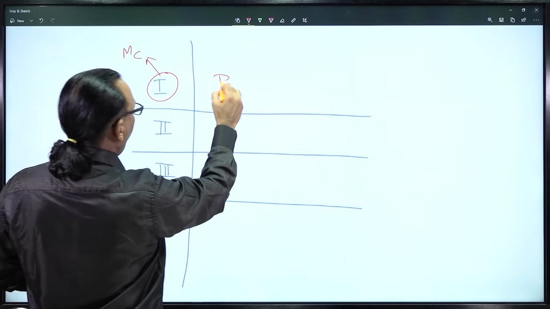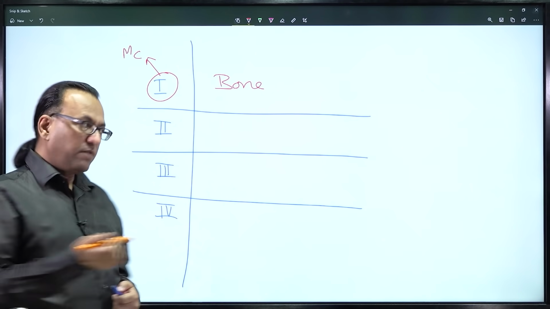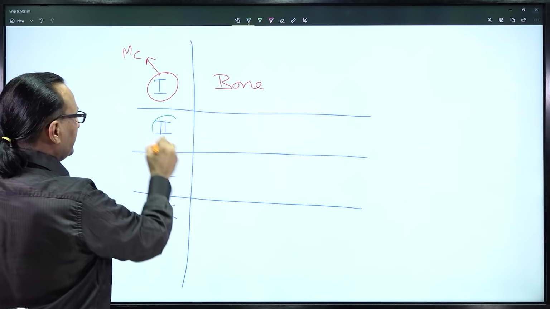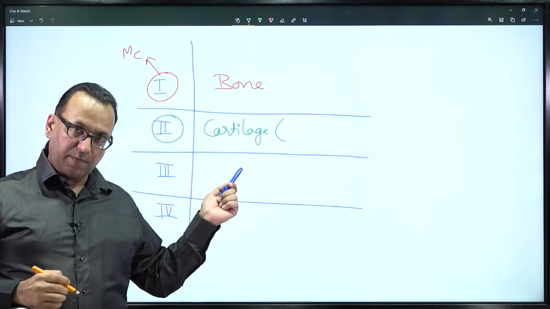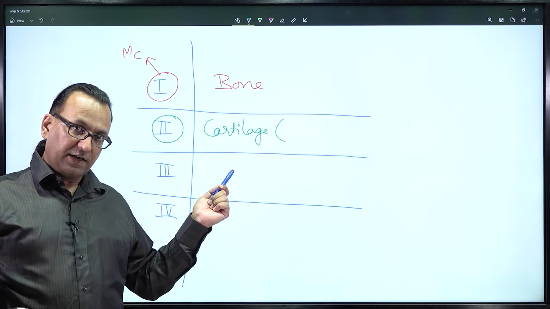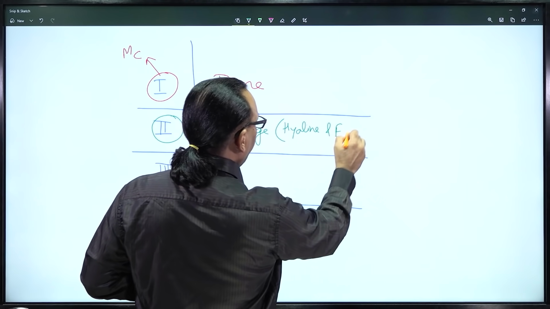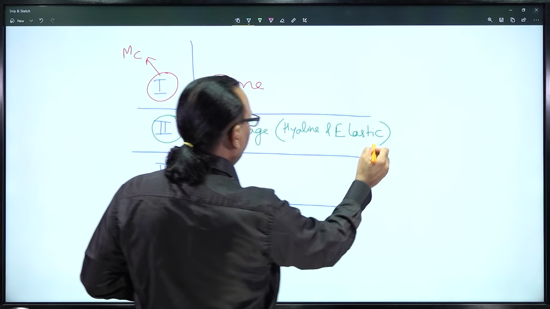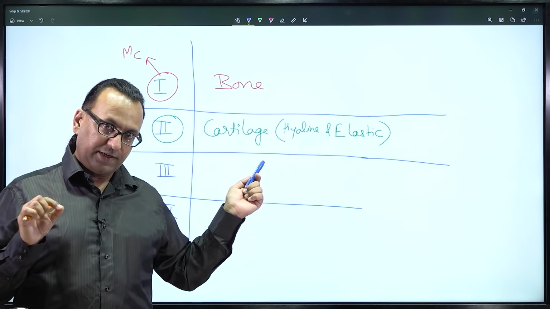So we understand that type 1 is the most common type of collagen in our body, and one good example is the bone tissue. So bone will have type 1 collagen. What about cartilage? When we talk about the cartilage, it is type 2. But remember, which cartilage are you talking about? Hyaline and elastic cartilage. Now, when you say it is the hyaline and the elastic cartilage which is having the type 2 collagen, what about the third type, the fibrocartilage?